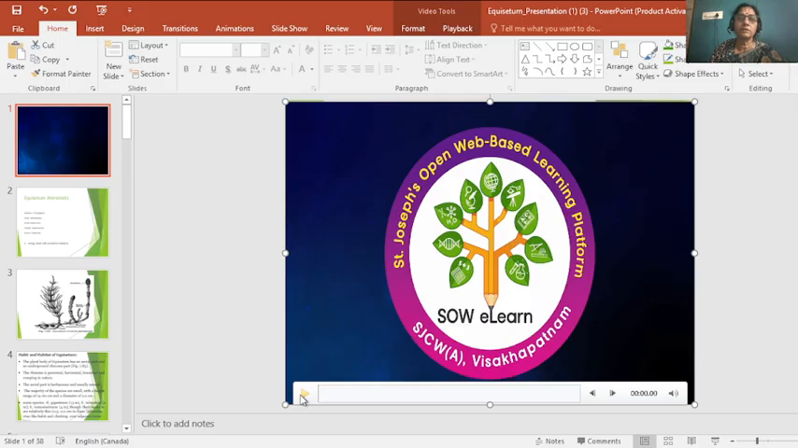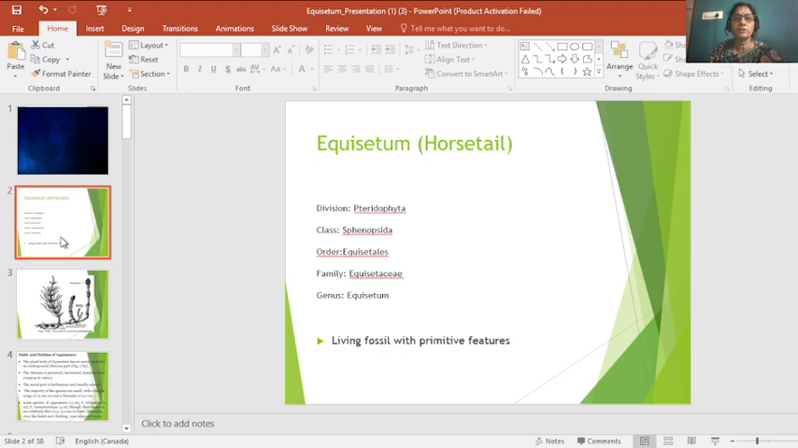Today we are going to start with another topic called Equisetum, which is known as horsetail. If you see the systematic position of Equisetum, it belongs to division Pteridophyta, class Sphenopsida, order Equisetales, family Equisetaceae, and the genus is Equisetum. It is a living fossil with primitive features.